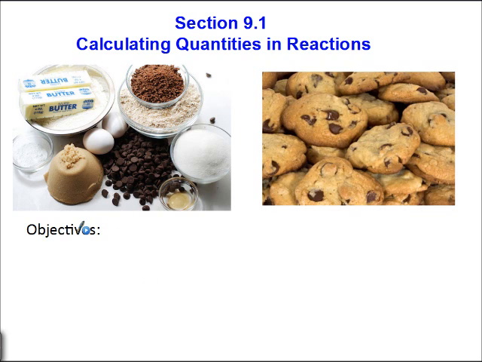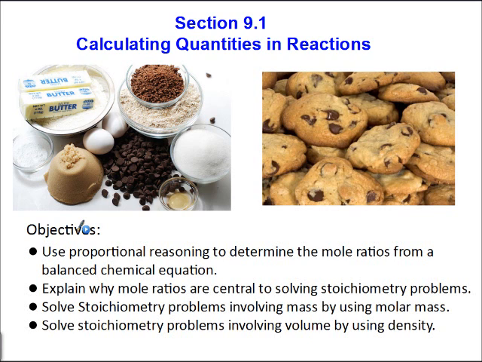The section is section 1 of chapter 9, talking about calculating quantities and reactions. You see this picture is a picture of cookies. What do cookies have to do with chemistry? We're going to learn about that today. We're going to talk about using proportional reasoning, talk about the mole ratios in a balanced equation, and talk about why mole ratios are used in these word problems called stoichiometry problems.